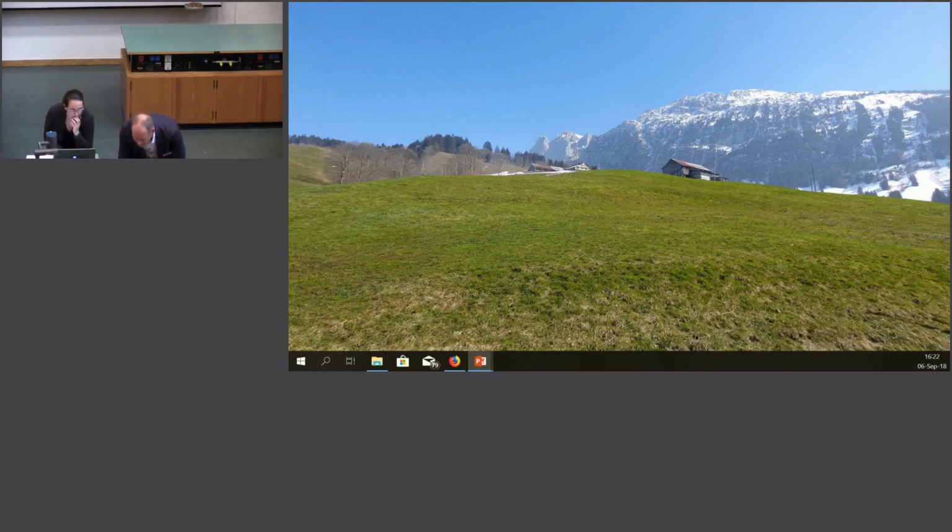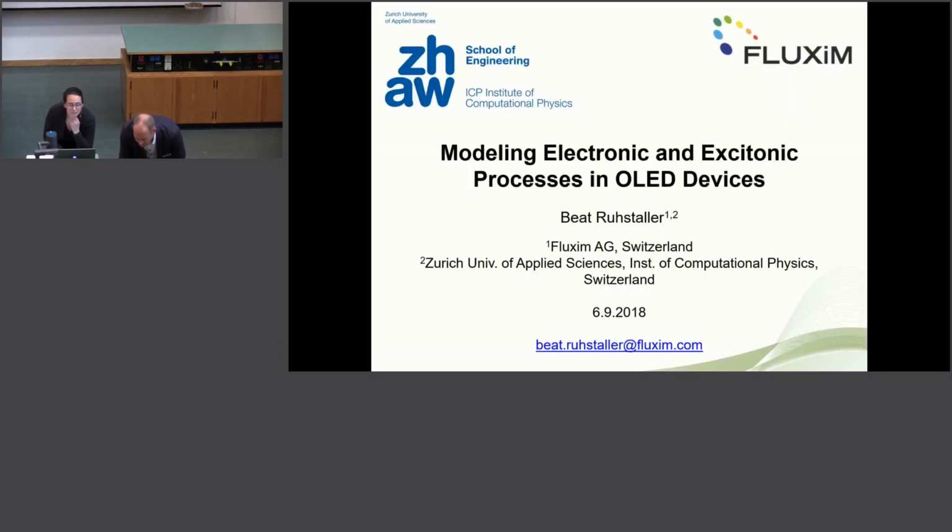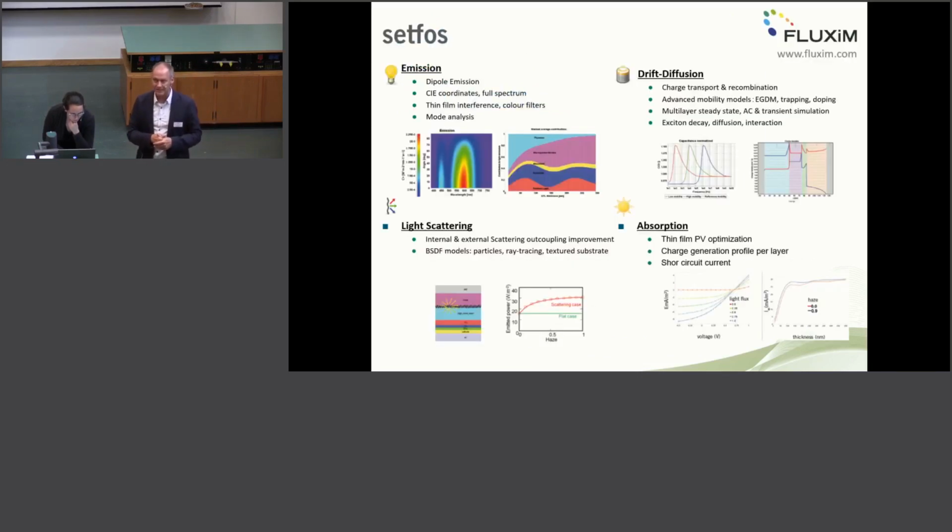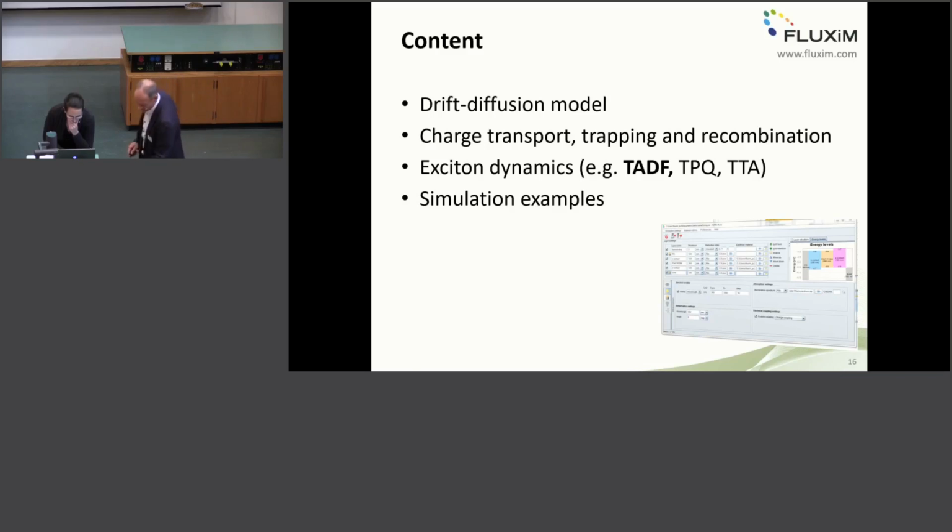If you have any question about optics, meanwhile I'll open the electrical modeling part. So here we have a presentation about electrical modeling. We distinguish between the electronic part of the model and the excitonic part of the model. This is a reminder of how the software is divided into 4 modules. For electrical simulation, we would use this Drift-Diffusion Module. And for fully coupled electro-optical modeling of OLEDs, we can couple drift diffusion together with emission and also with light scattering. So these 3 modules can be combined in Setfos.